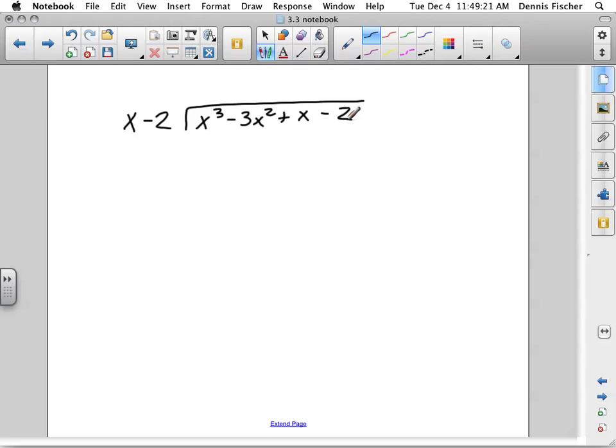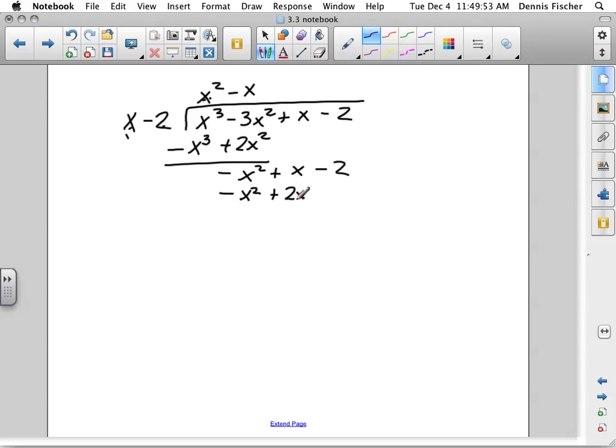Okay, what times x gives me x cubed? X squared. So x squared times x is x cubed. X squared times a negative 2 is negative 2x squared. Change the signs. Then negative x squared plus x minus 2, right? What times x will give me a negative x squared? Negative x. Negative x squared plus 2x. Change the signs, so we're going to get a negative x minus 2, correct?